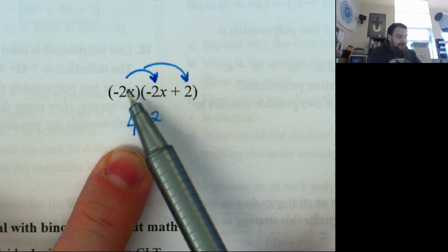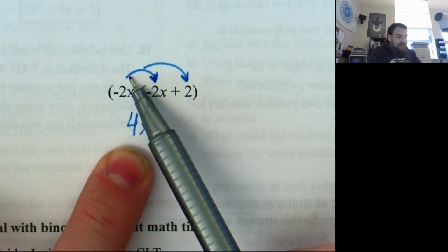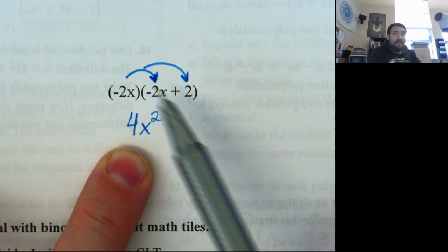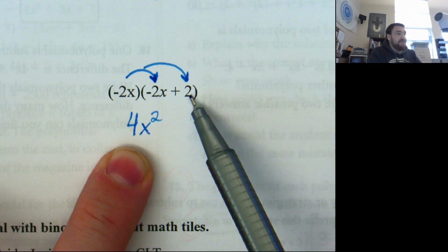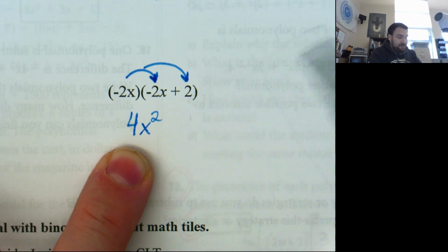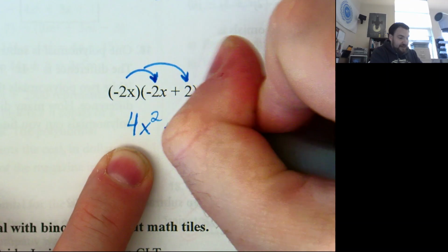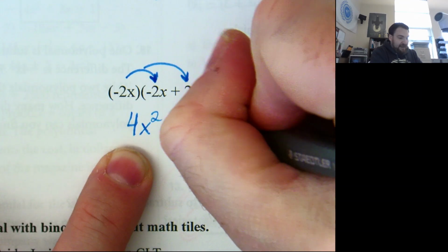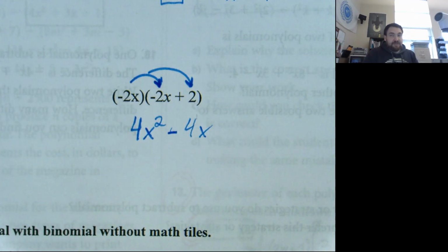And then this piece over here, I'm going to make sure that the negative 2x gets distributed onto that term there as well. Negative 2x times positive 2 is going to be? Negative 2 times positive 2 is negative 4. The x has nothing to group with, so it just comes along for the ride, and we get 4x squared minus 4x.